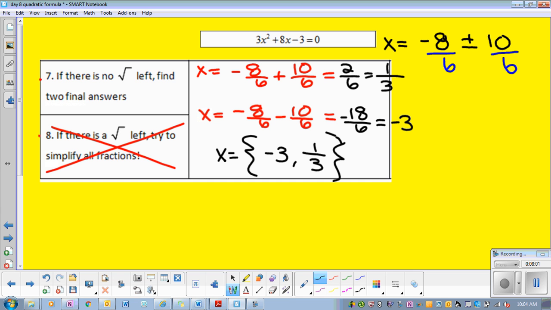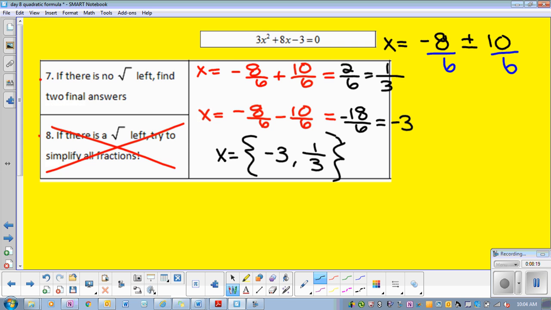You can only use the quadratic formula if your biggest exponent is a 2. If it's a 3, you cannot use the quadratic formula because it's not quadratic, okay?